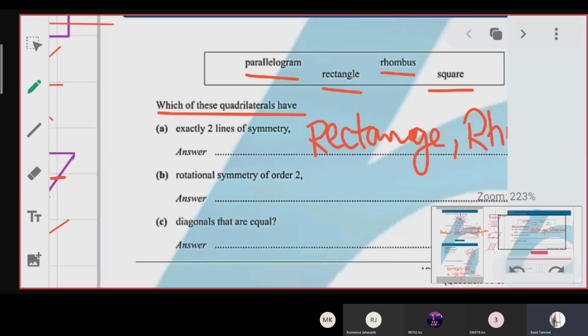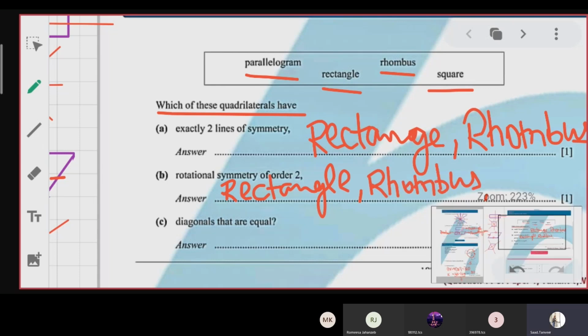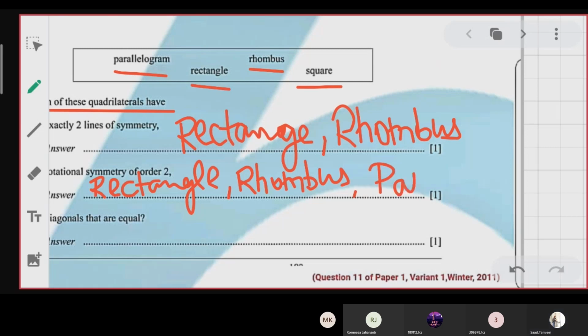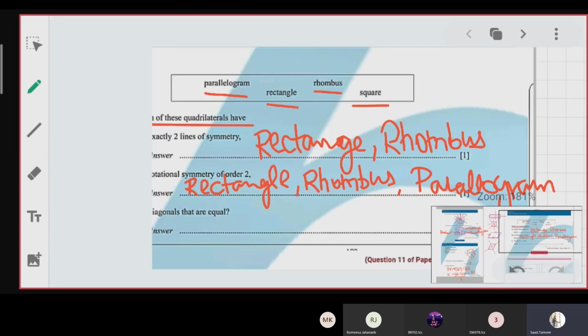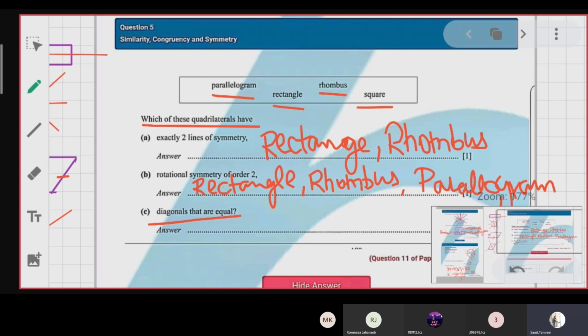So in the following blank I am going to write rectangle, then rhombus, then parallelogram, because all of the following three shapes are having rotational symmetry of order 2. Now the very last part: diagonals are equal. Diagonals are equal in length.